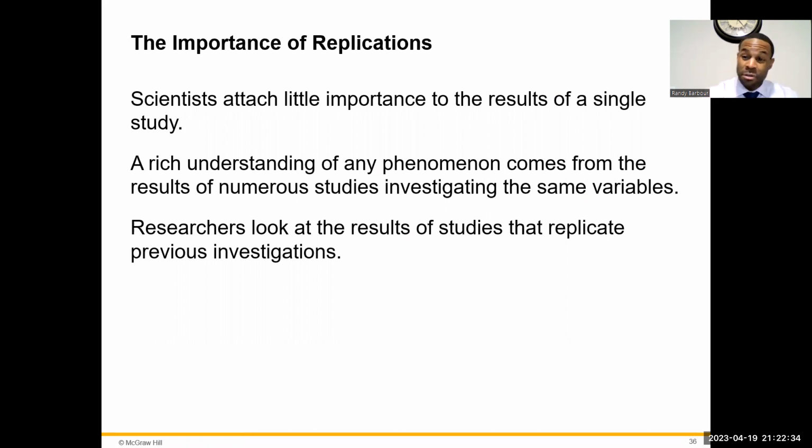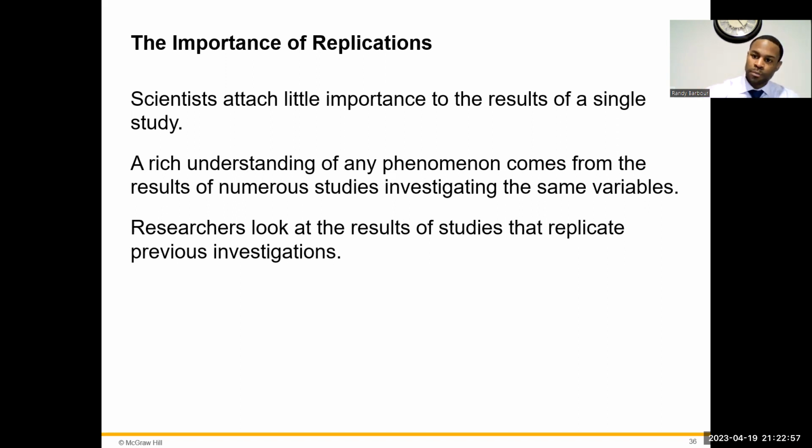But if I have 100 researchers doing the same study, getting the same results, then I know that I have something that's really, really impactful, and I know that the research can be replicated and then generalized to the population, right? So again, a rich understanding of the phenomenon comes from results of numerous studies investigating the same variables over and over and over again, right?